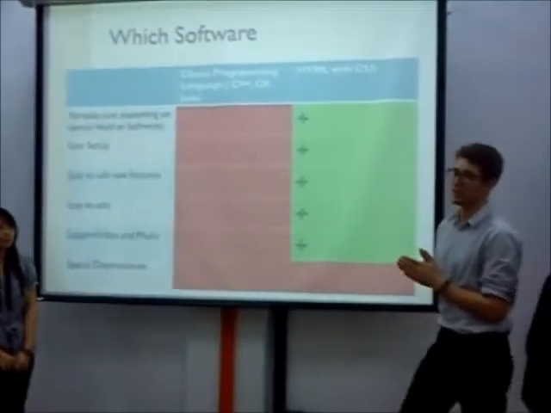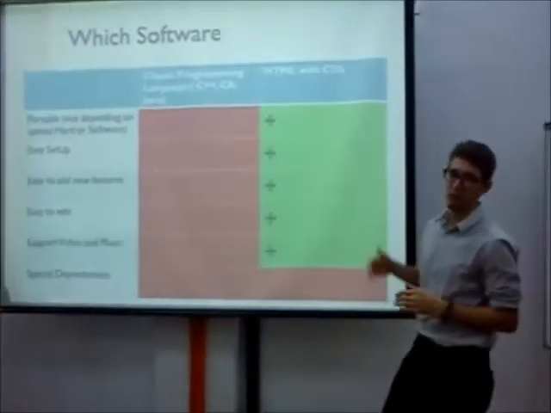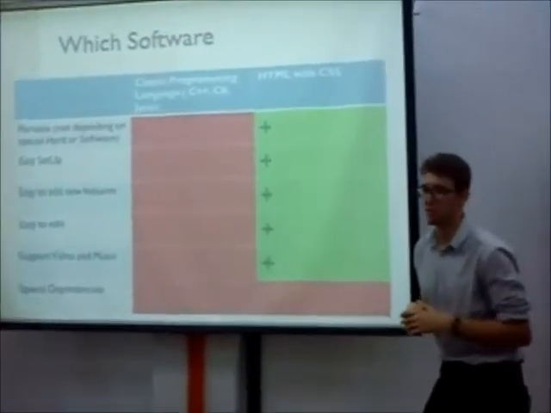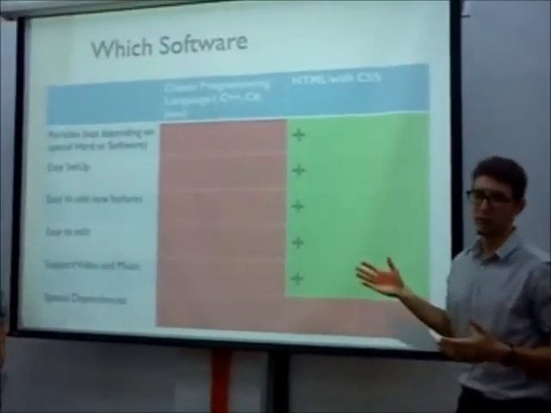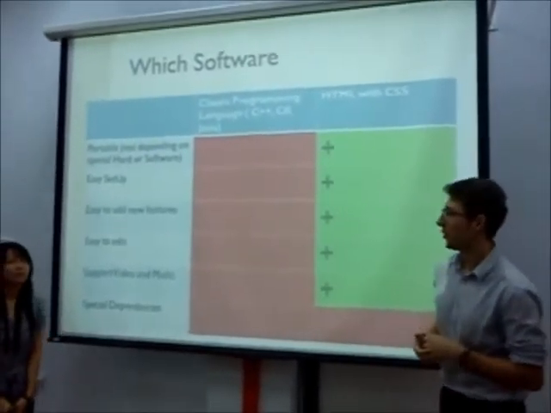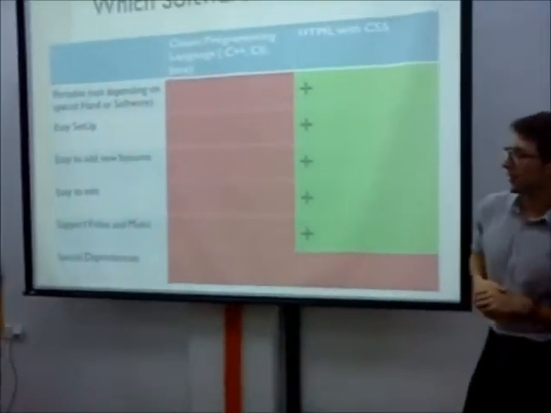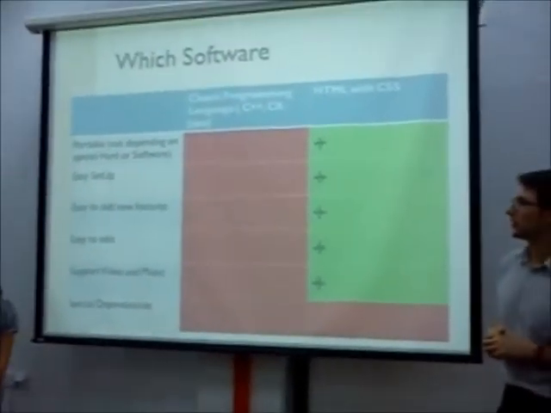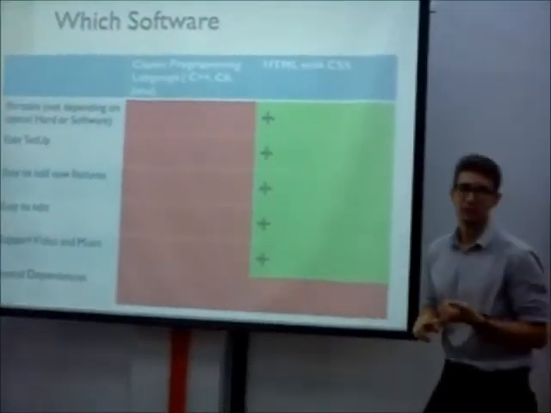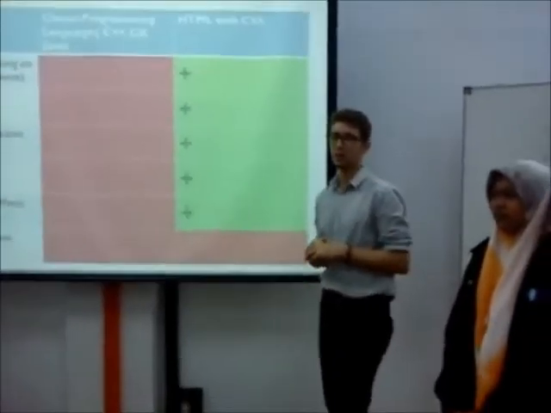Okay, let's start with the technical part. My part as programmer was to choose which kind of software or which kind of programming language we want to use for implementing our system. And we had a lot of criteria, as you can see in this chart. For example, we want our system to be portable and not dependent on special hardware or software.